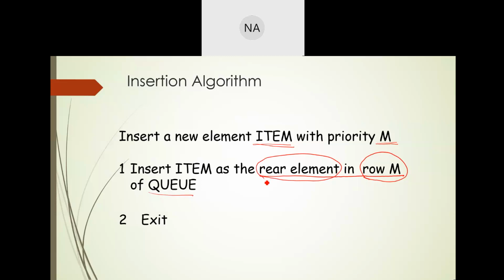That is, you increase the value of rear by 1. If rear is equal to m, where m is the column size of the two-dimensional array, then since this is a circular array, rear will be reset to 1 and the new element will be stored there. So the steps in the insertion algorithm: you go to the mth row and the new element is inserted as the last element, the rear element, of the mth row.